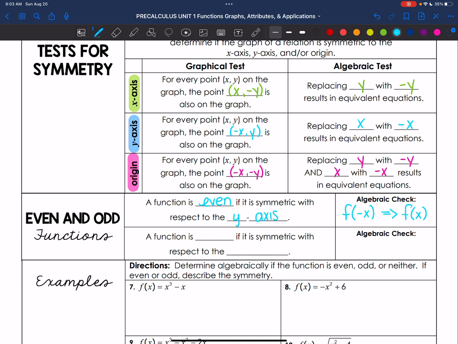And a function is said to be odd if it is symmetric with respect to the origin.